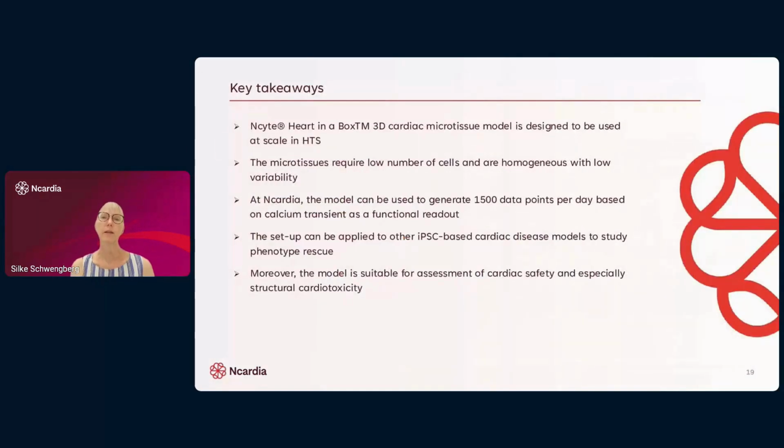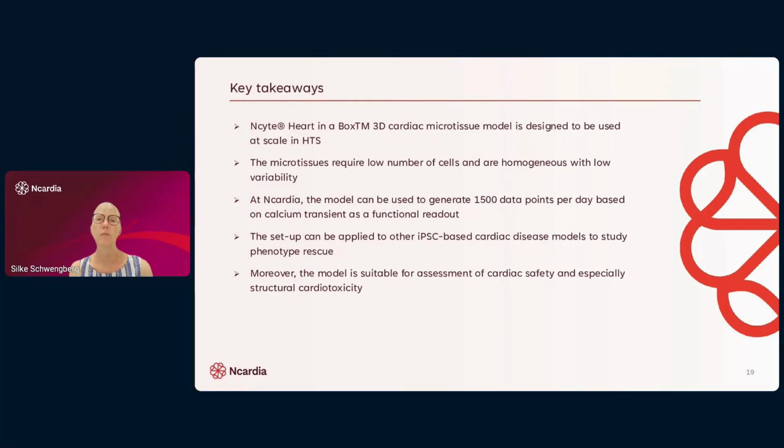So the key takeaways are that the Ncyte heart-in-a-box cardiac microtissue model can be used at scale in a high-throughput screen. The microtissues require a really low number of total cells and are very homogeneous with low variability in terms of size. At Ncardia, the model can be used to generate approximately 1,500 data points per day based on calcium transient as a functional readout. The setup can also be applied to other iPSC-based cardiac disease models to study phenotype rescue.